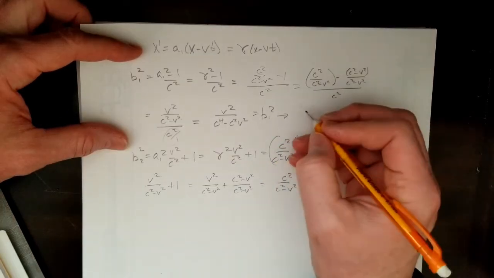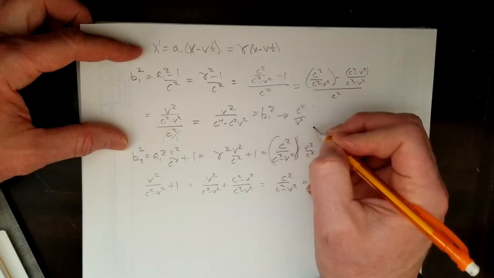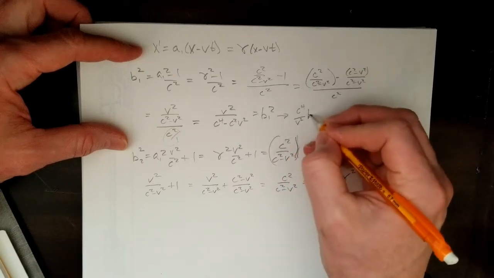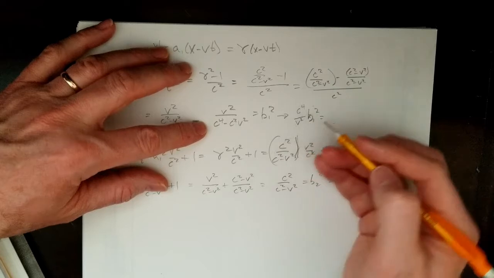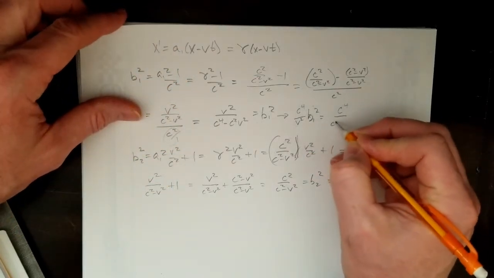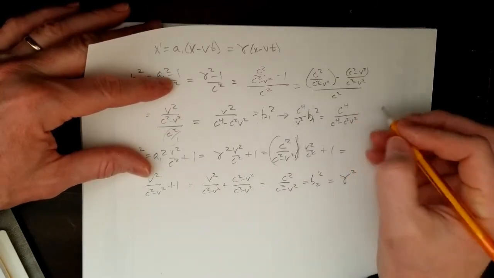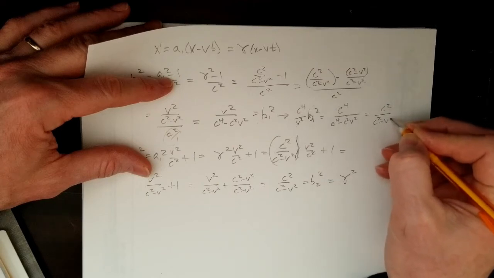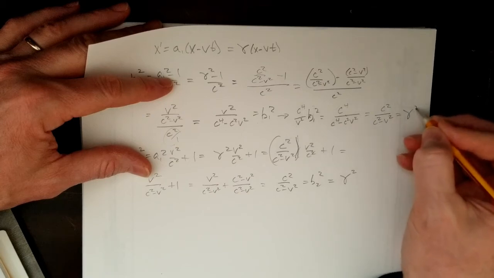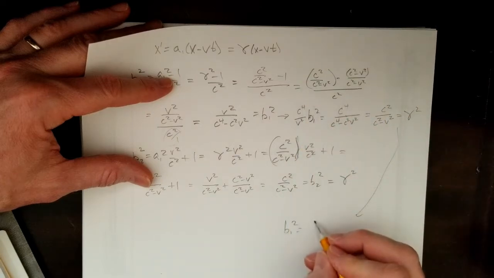If I multiply c to the fourth over v squared times b1 squared, the v squared is going to cancel out there. I'll end up with c to the fourth over c to the fourth minus c squared v squared. I can factor out a c squared and cancel out, so I'm left with c squared over c squared minus v squared, which is just gamma squared. So therefore, b1 squared equals, getting that over to the other side, v squared over c to the fourth times gamma squared.